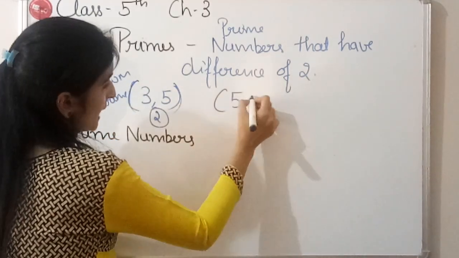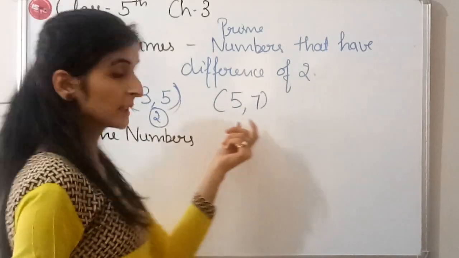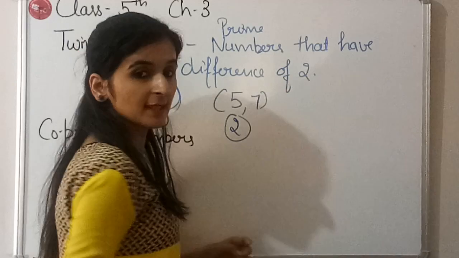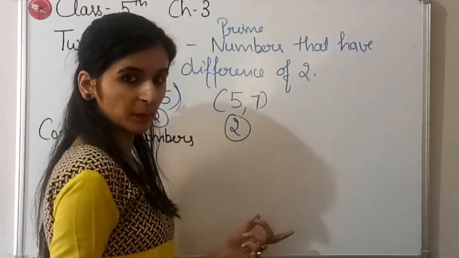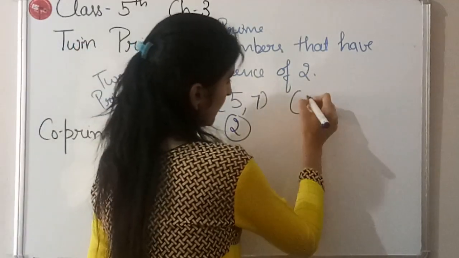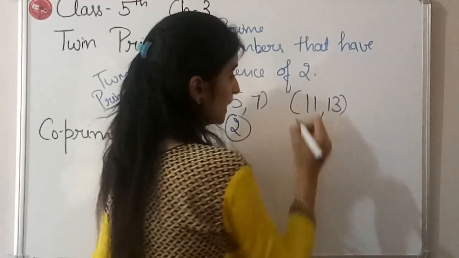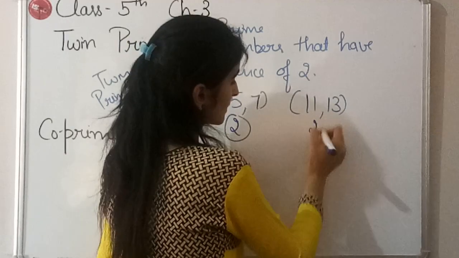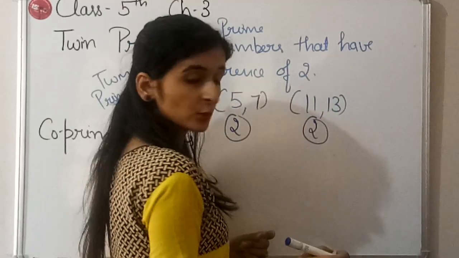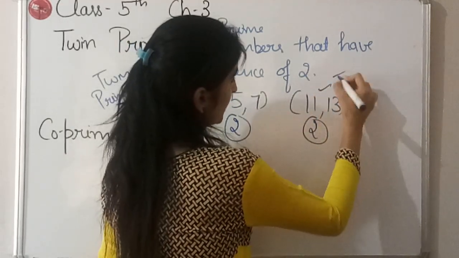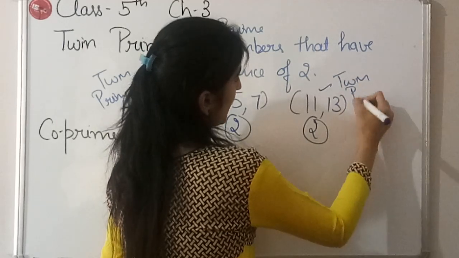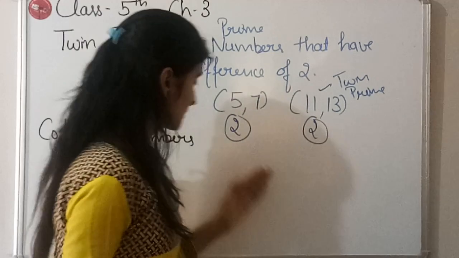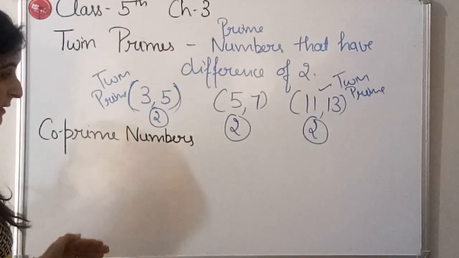Likewise, if I take 5 and 7, then again the difference of 5 and 7 is 2. So again 5 and 7 are twin prime numbers. And then if I take 11 and 13, again the difference is 2. 13 minus 11 is 2. So 11 and 13 are again twin prime numbers. Clear?